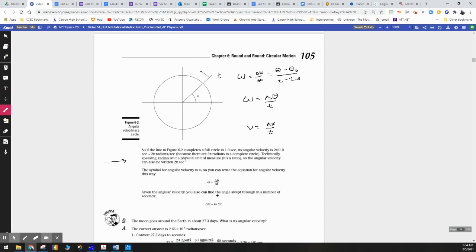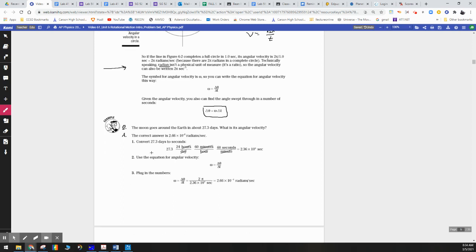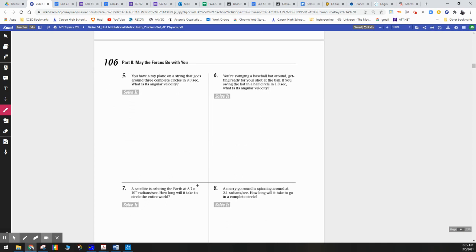And over here we can do some manipulation and get this relationship for delta theta. It's omega times delta t. All right, so here's a relationship with some conversions you may want to look at, and make sure you get the answers here, radians per second. And here are numbers 5, 6, 7, and 8. I will do number 5 as an example, and you guys do 6, 7, and 8.